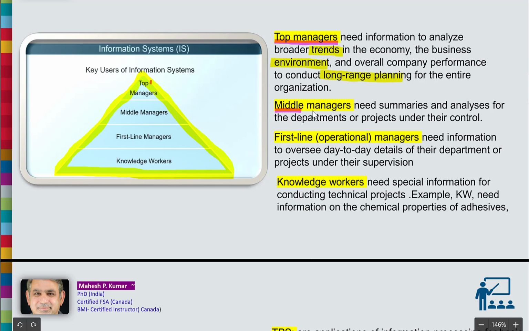The second key user of information are middle level managers. Middle level managers may be either functional or divisional managers like accounts manager, HR manager, marketing manager, operations manager. These are the managers who have some department or division or a project under their control, and they need information to take care of the projects or departments or divisions under their control. And then information is also needed by first line managers, which we call supervisors also.